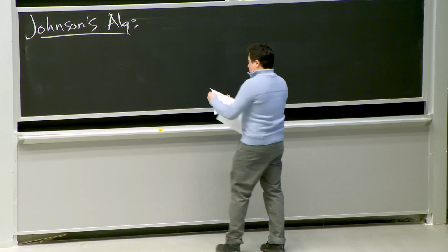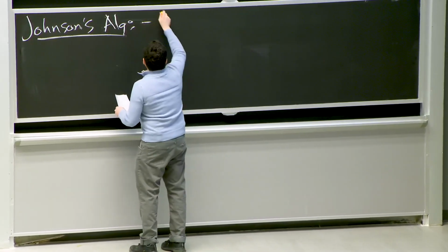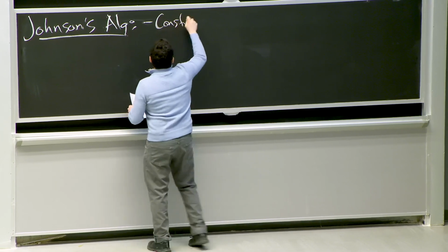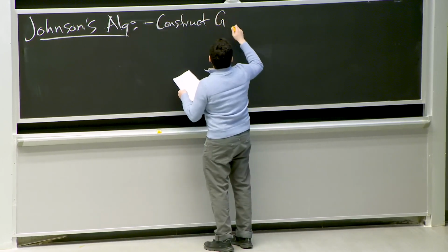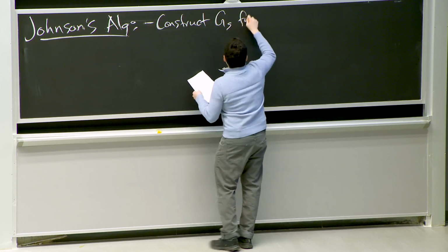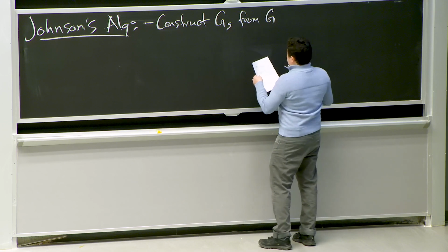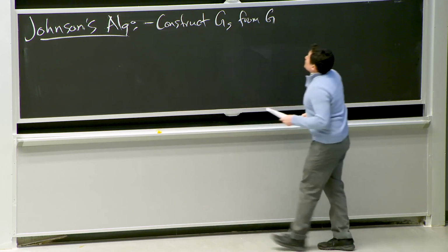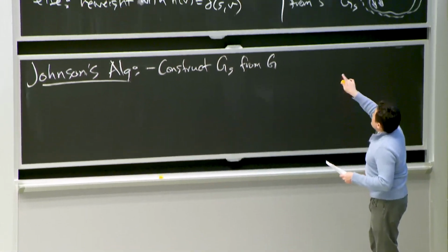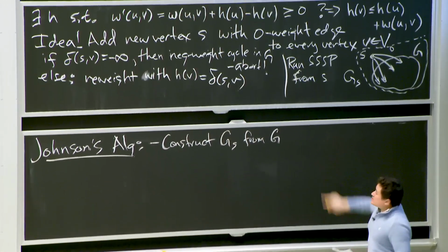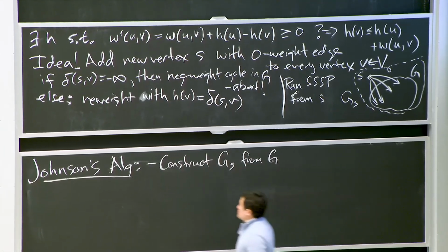So Johnson's algorithm, what are the steps? Construct G_S from G, right? Just as up here. I make a new vertex S. I put a zero weight directed edge from S to every vertex. Okay, so that's the first step.